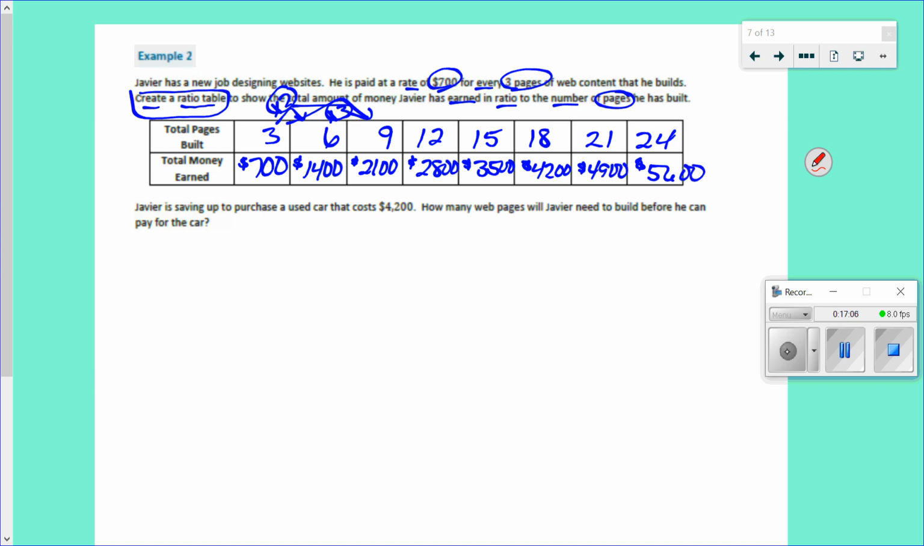Okay, now we need to actually look at the question that is asked. Javier is saving up to purchase a used car that costs $4,200. How many web pages will Javier need to build before he can pay for the car? So there's our question. How many web pages does he need in order to earn $4,200? What do you think, Emma?